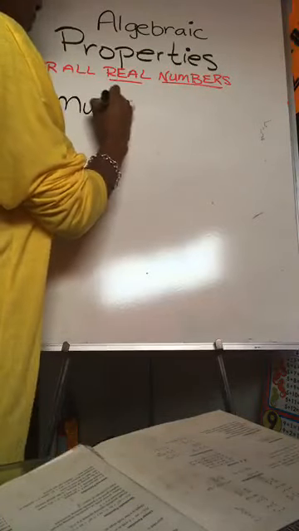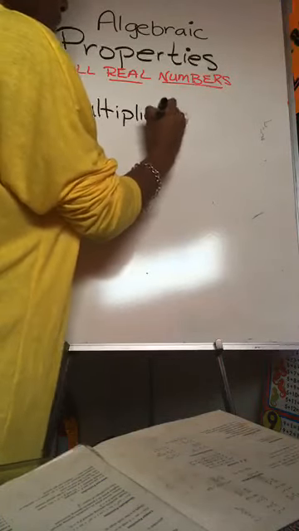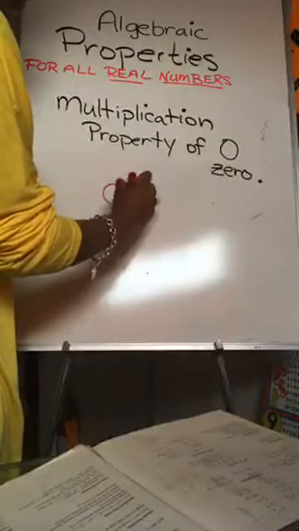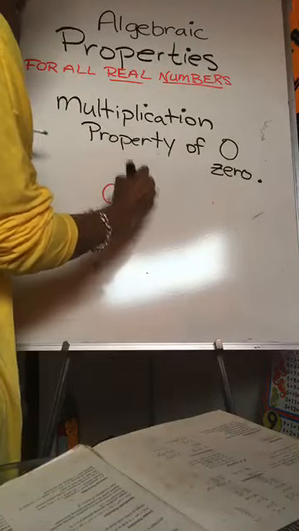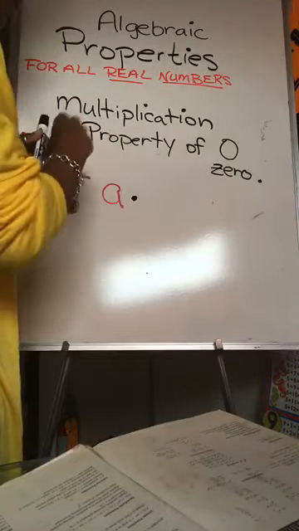Okay? So the last one is called the multiplication property of 0. I have to write this out so you'll know the difference. Multiplication property of 0. What does that look like? That is just saying A times 0. And what do you think that is? Anything times 0 is always what? 0.